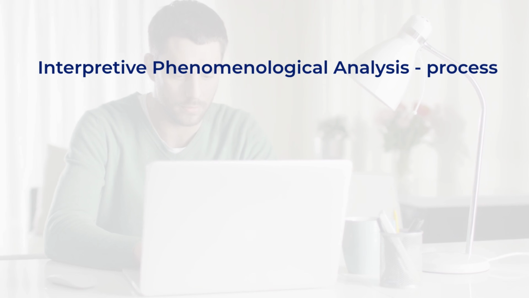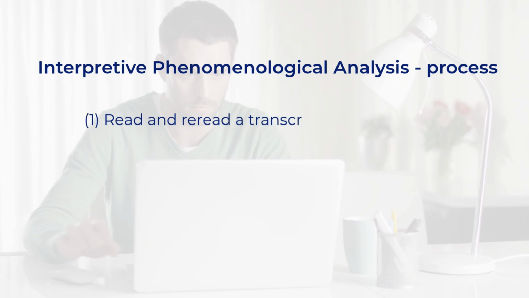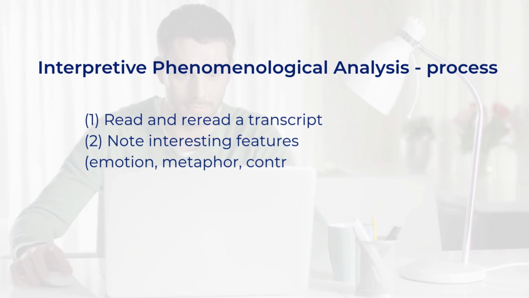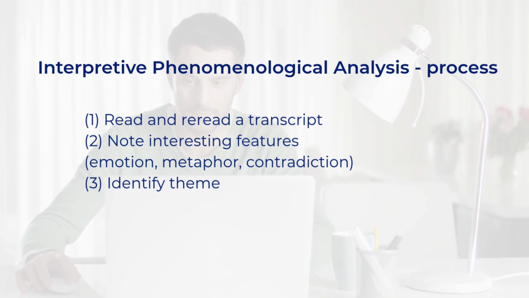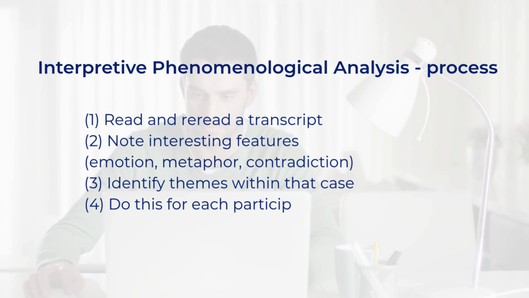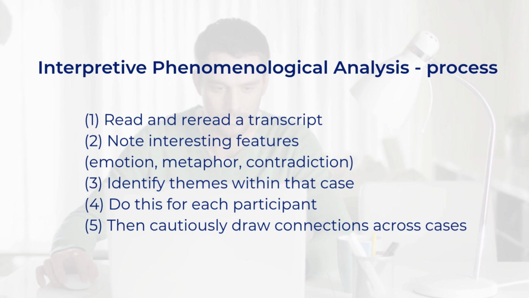Interpretative Phenomenological Analysis, or IPA, is much more detailed, much more layered. Taking it step by step, you firstly read and then reread a transcript. You secondly note the interesting features about that transcript, so emotion, metaphor, contradiction. After that, you identify themes within a particular case, which might be a particular participant. You then repeat that process for all of your participants, and then you cautiously draw connections across the cases.